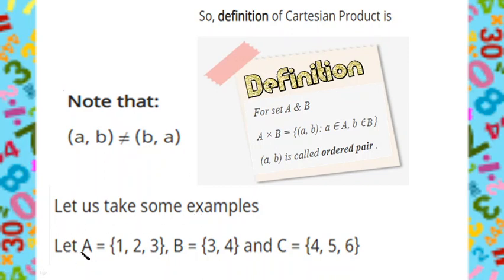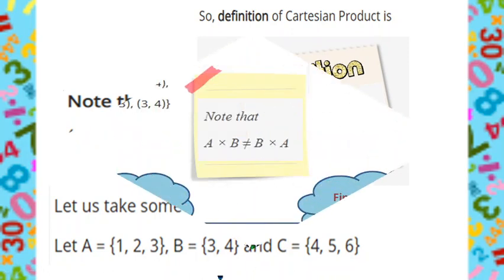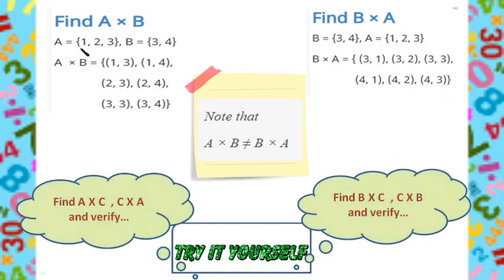Second example, three different sets A, B and C we have taken. Now let's calculate A cross B. A cross B means we have to start making the pairs by taking the elements of A first of all. (1, 3), (1, 4), (2, 3), (2, 4), and then (3, 3) and (3, 4). Now let's calculate B cross A. (3, 1), (3, 2), (3, 3), (4, 1), (4, 2) and (4, 3).